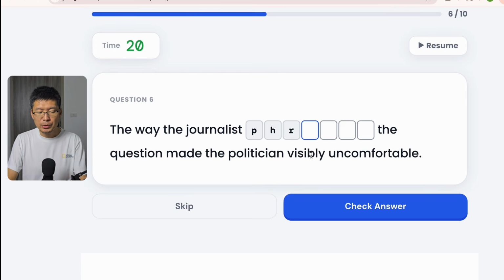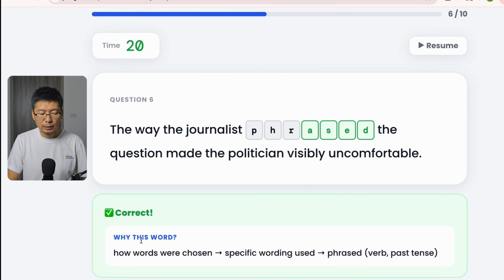Okay, the answer is phrased. Okay, let's check. Why? How words were chosen, specific wording used, phrased. It's about what kind of words people use. Phrased. Okay, next one.